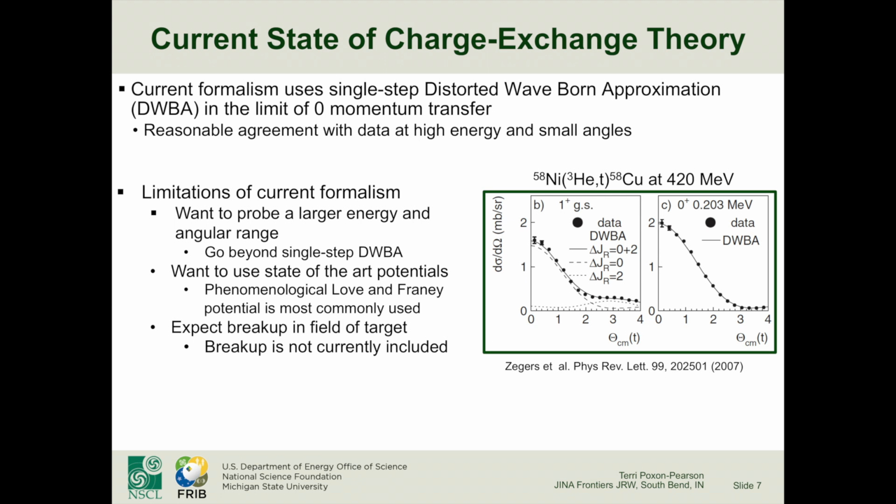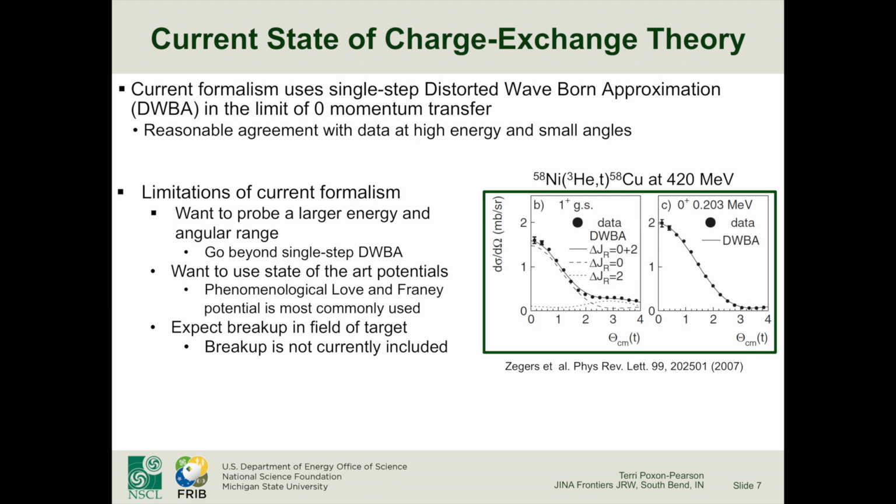All of this work uses the phenomenological Love and Franey potential, which was an NN potential that has a large uncertainty and is best constrained at high energies. So it's even worse at lower energies. But we'd like to use perhaps microscopic potentials and explore non-local potentials, which I'll talk about later. And we also just want to include more physics.